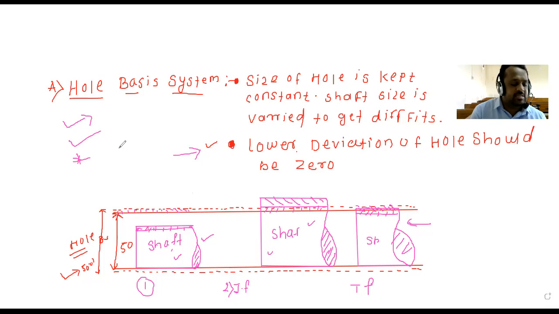This whole basis system, we are providing only the upper deviation, not providing the lower deviation. That point you have to remember. So understood? It is called the hole basis system.